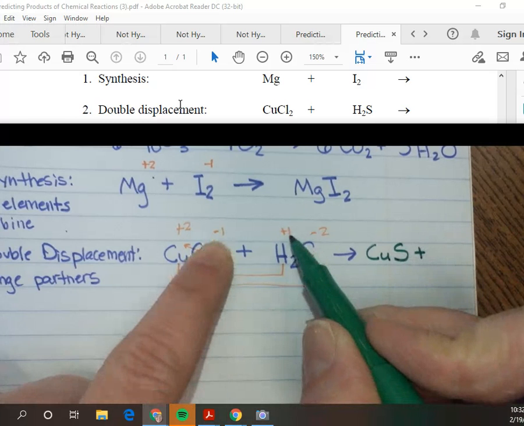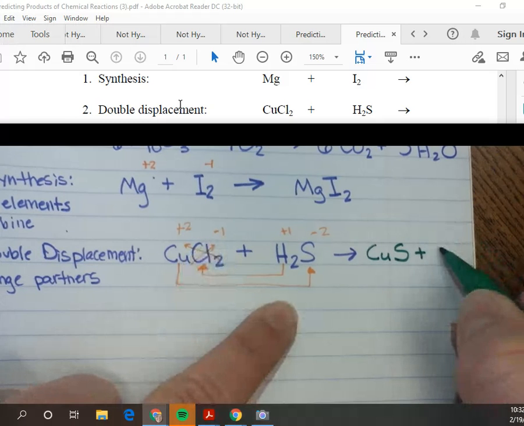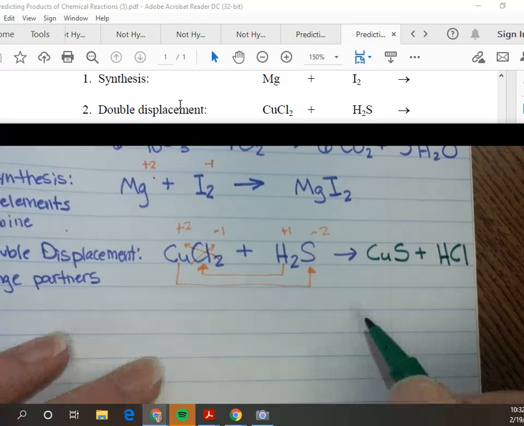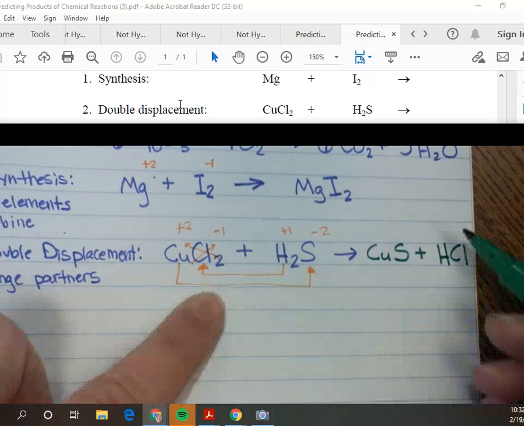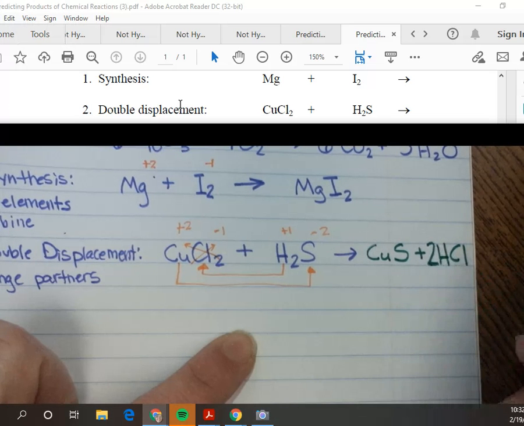Hydrogen has a +1, chlorine has a -1, so they cancel each other, kind of. We know that we don't need those subscripts. Then we look and say, all right, I have 2 chlorines and 2 hydrogens. I need a 2 right here. And then I have a balanced equation.